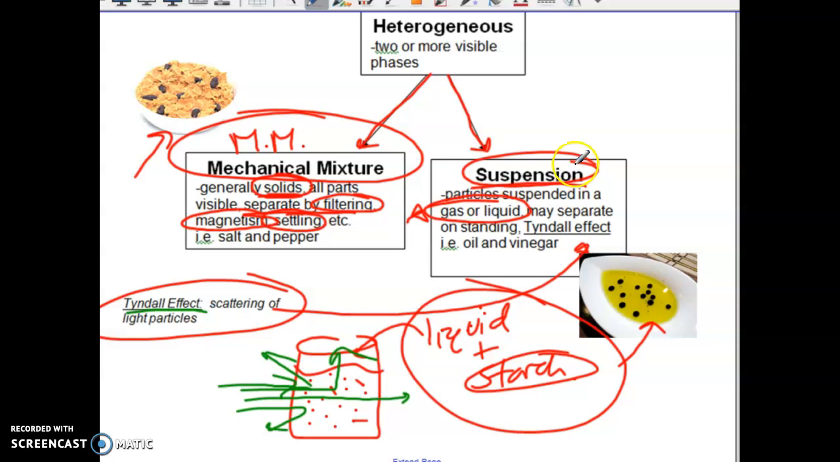Okay, so suspensions either involve gases or liquids. Sometimes you'll have a Tyndall effect where you have it with starch. Very few things will do this. But anyways, it does categorize as being a suspension because it is difficult to separate.